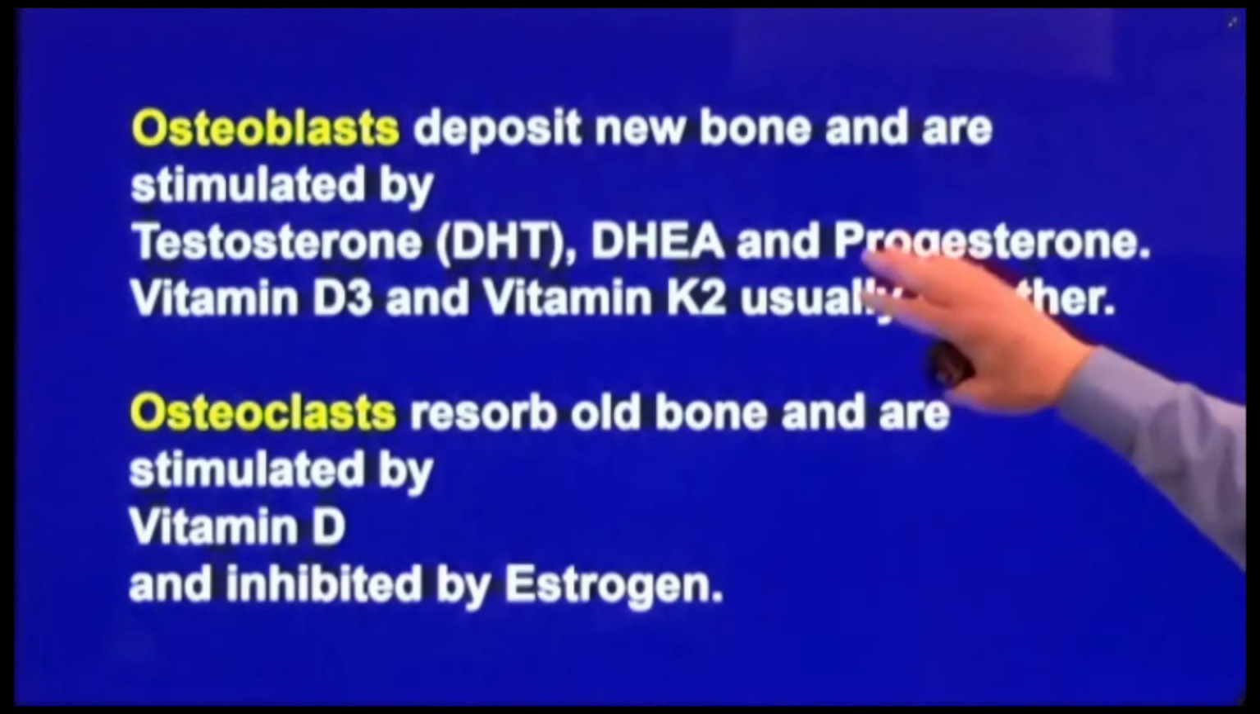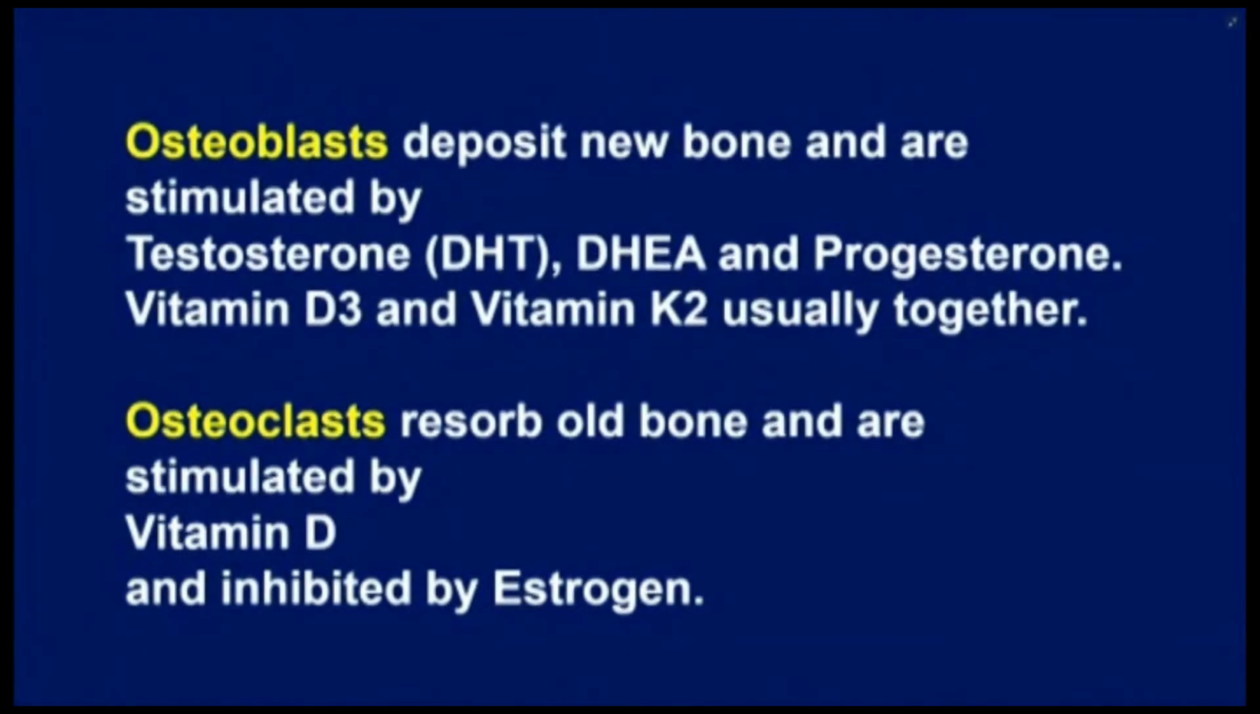So osteoblasts deposit new bone and are stimulated by the androgens. So testosterone, but particularly here is dihydrotestosterone. This is the main osteoblast builder. Dehydroepiandrosterone, DHEA, and progesterone. So these are all the androgen effects. Vitamin D, D3 in this case, and vitamin K are very important for osteoblastic activity, but usually you need to test them together. So sometimes you find that vitamin D doesn't show, vitamin K2 doesn't show, but when you put the two together, as vitamin D3, K2, then the muscle goes strong. And this is the main combination, as we'll see later, for stimulating bone growth and osteoblastic activity.